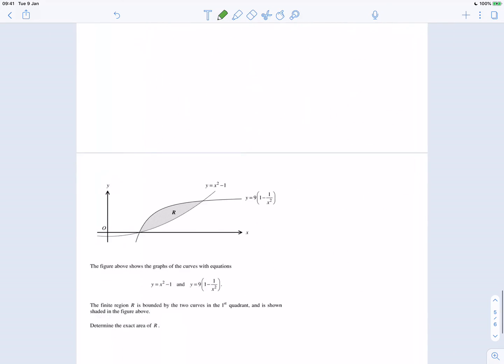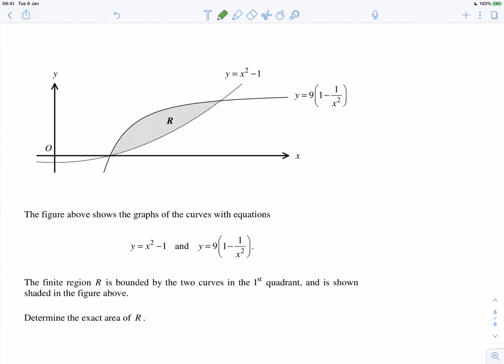Okay, so enough clacking. Bit of simultaneous equations, then integrations going on here. So if you want to solve, pause the video, give it a go.